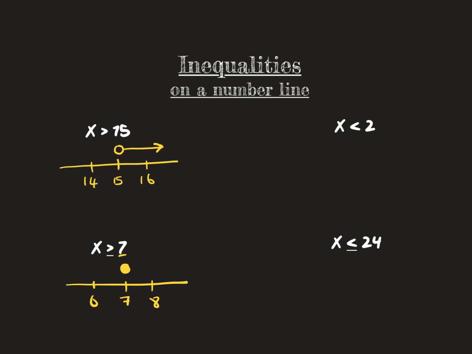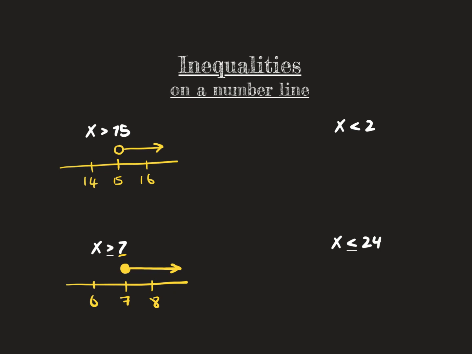And because it says x is greater than or equal to 7, we're going to go to the bigger numbers than 7. So if it's not coloured in, then it means it's not equal to, and if it is coloured in, that means it's also equal to.